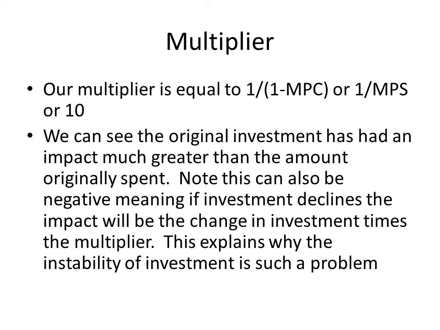Note, this can also be negative, meaning if investment declines, the impact will be the change in investment times the multiplier, and that change in investment is negative. This explains why the instability of investment is such a problem. If you look in areas where a plant is closed, most people say, well, it doesn't affect me, because, gosh, I don't work there. Well, what happens is the workers don't have money. They don't spend it at the grocery stores. They don't spend it at the hardware stores. They don't spend it at the restaurants. And more people lose their jobs.